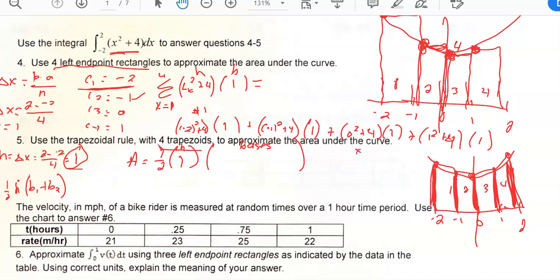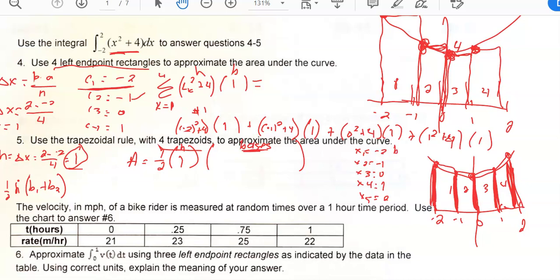So the way we did that is we went ahead and listed out where we're hitting our curve, similar to what we did in the previous problem. One of the things they have tested on over the years is if I have 4 trapezoids, we have 5 bases. So we should be hitting the curve in 5 different spots: -2, -1, 0, 1, 2.